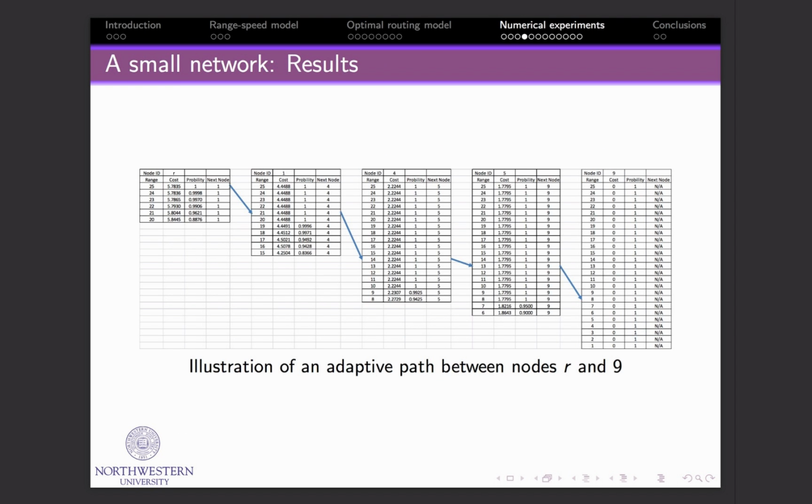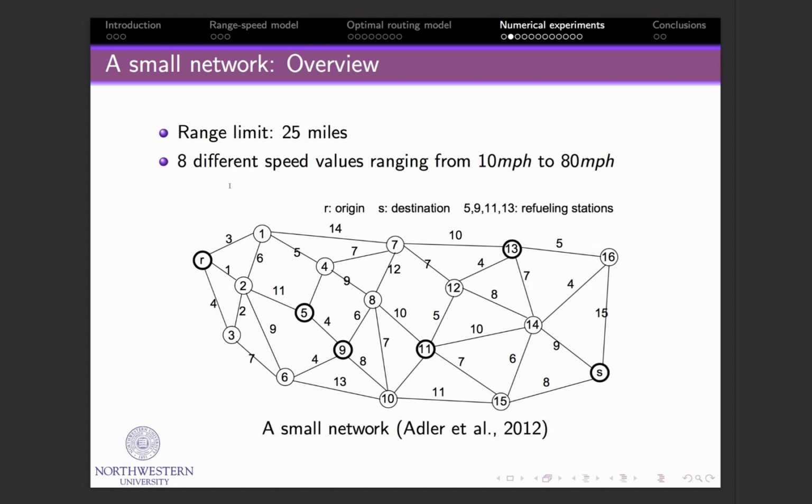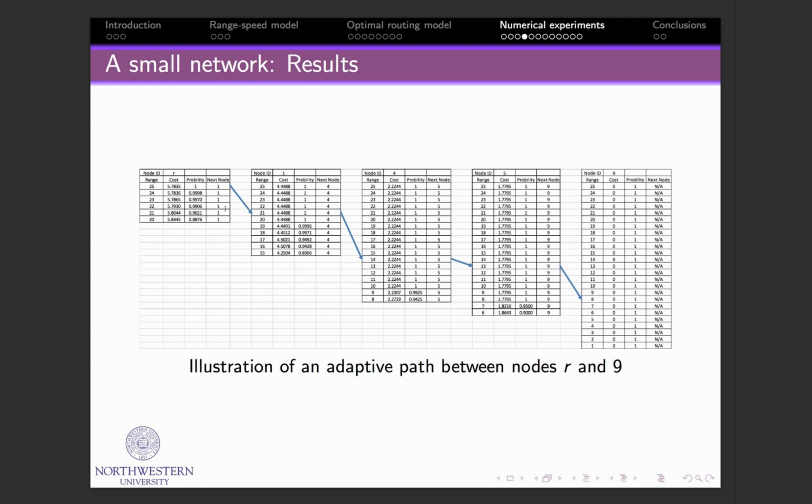Worth emphasizing here is that since the ideal distance varies with random speeds, many possible paths from node R to node line could emerge according to different realizations of speeds. So the adaptive path shown here is only one possibility.